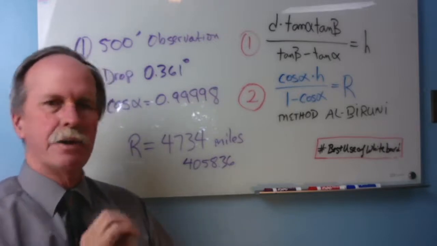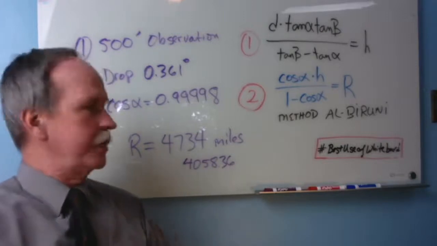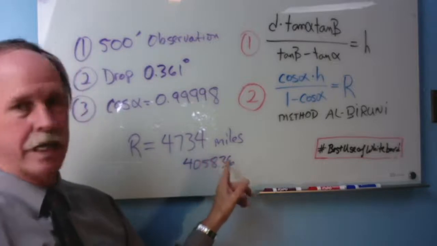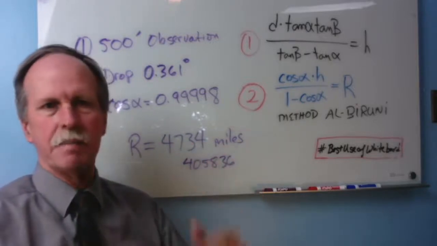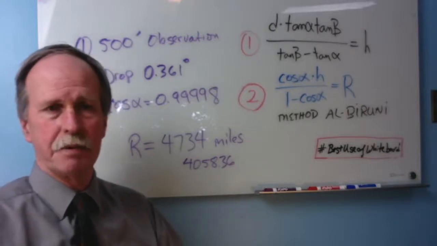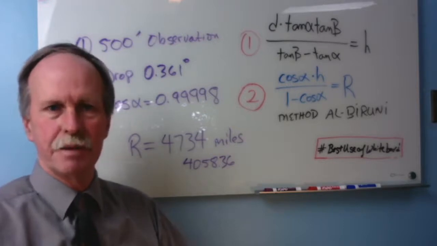Now, the higher you go with this, the less refraction has an effect. And this number will start going down towards the actual radius of the Earth by the time you get up to the level of the ISS, for example. Refraction is pretty much non-existent by the time you're 200 miles above the surface.